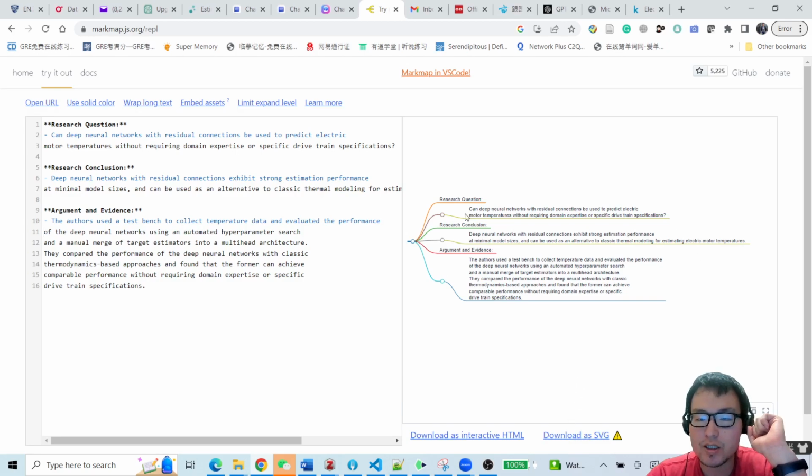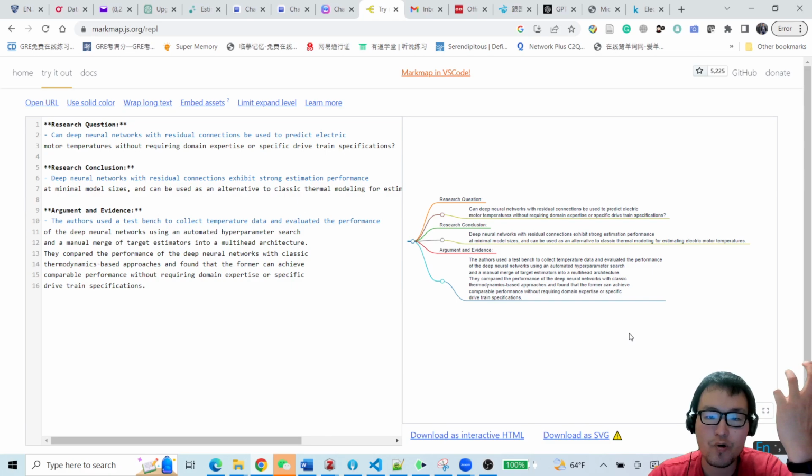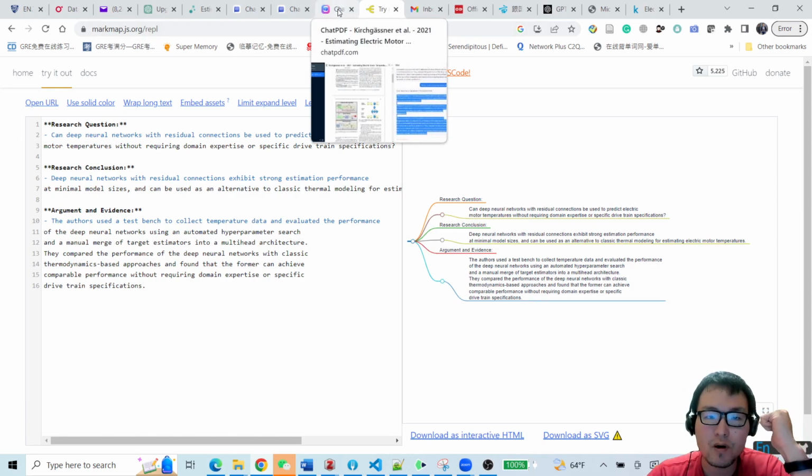So you can just download this as an HTML, as a short summary of your reading notes. So this is a very impressive technique that I learned from some internet source.